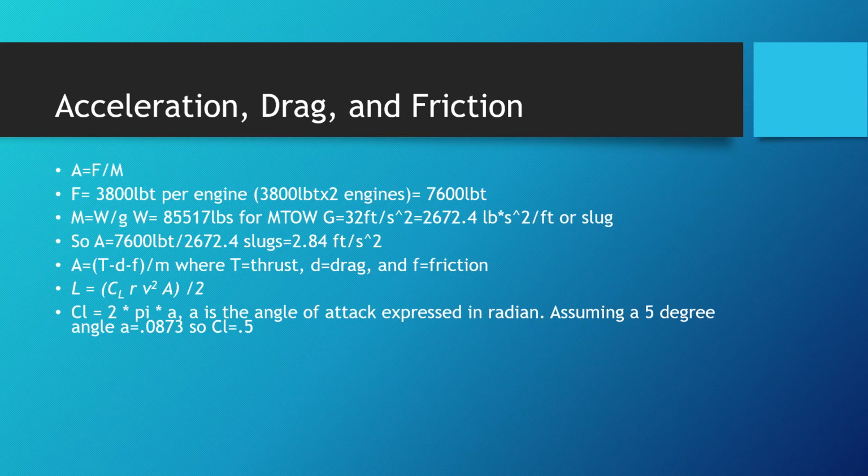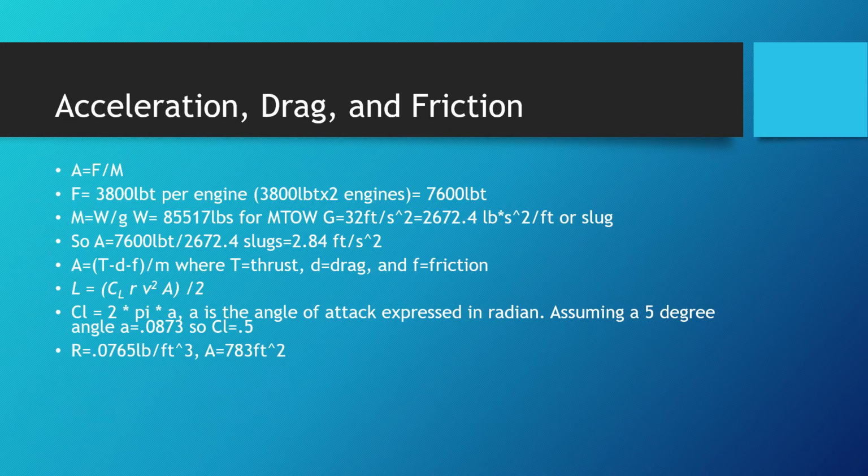First, calculating the coefficient of lift, that's going to be 2 pi times alpha, which is the angle of attack expressed in radians. I'm just assuming a 5-degree angle of attack here, just kind of throwing that out there. That ends up getting us a coefficient of lift of about 0.5, so that's what we'll use in the equation.